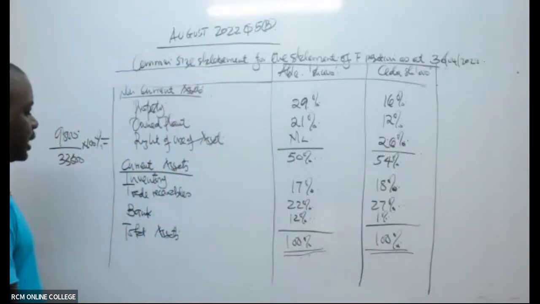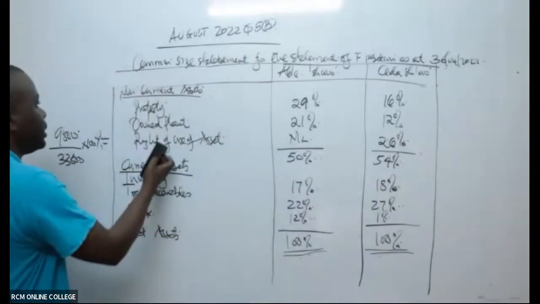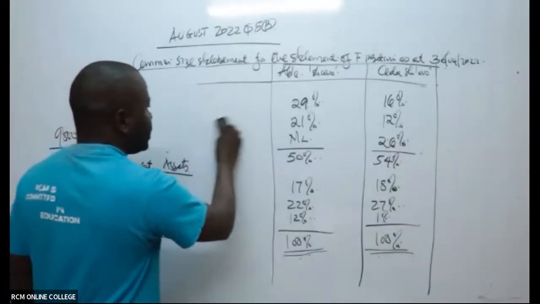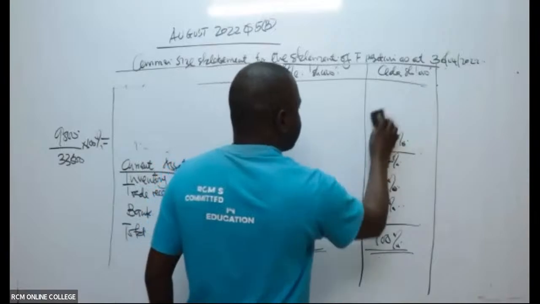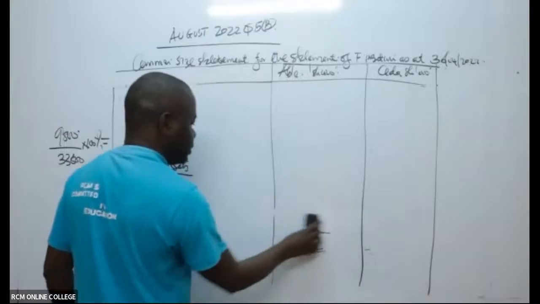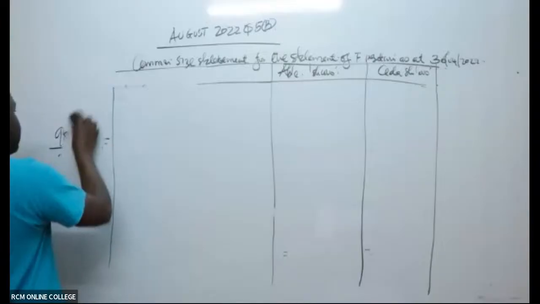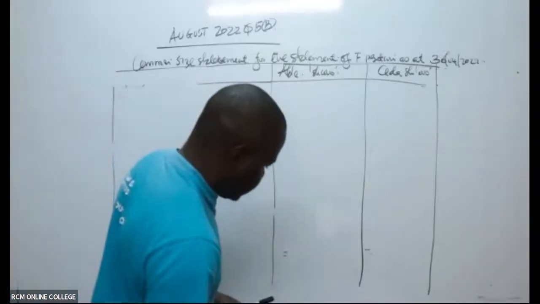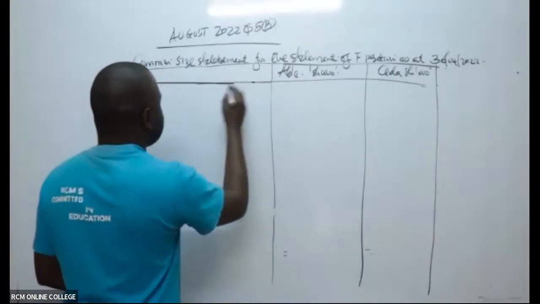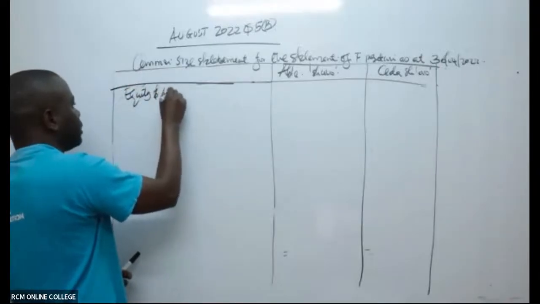Equity and liabilities. You just continue down here in your table. But now let me put the side for equity and liabilities. So we have in this case equity and liabilities.